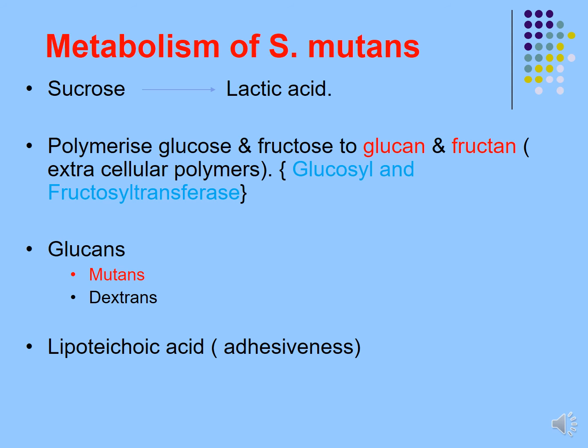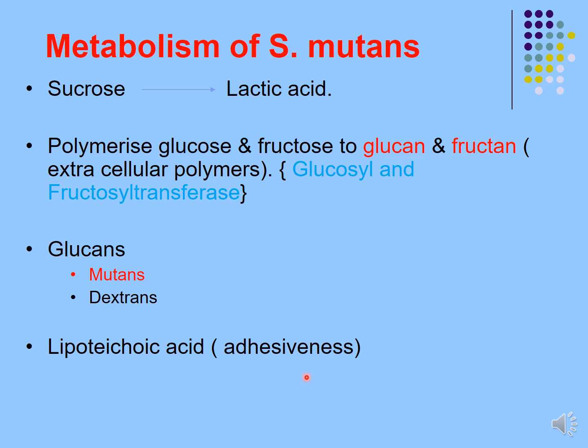Okay, so let's look at the metabolism of S mutans. Why we're talking about S mutans only is because it is the most important organism in the Streptococcus species which is responsible for dental caries, right? So Streptococcus mutans breaks down sucrose into lactic acid, which turns the pH acidic, in the range of 4.2.